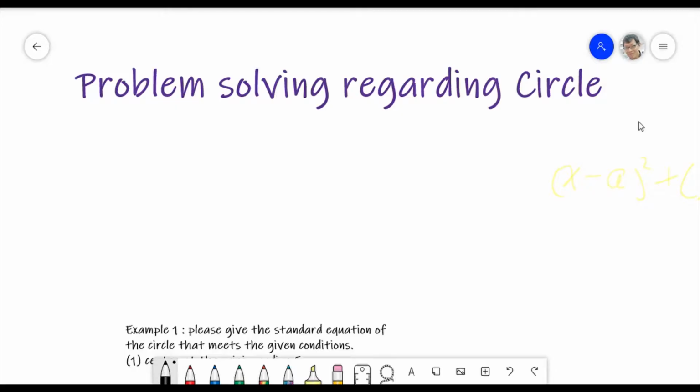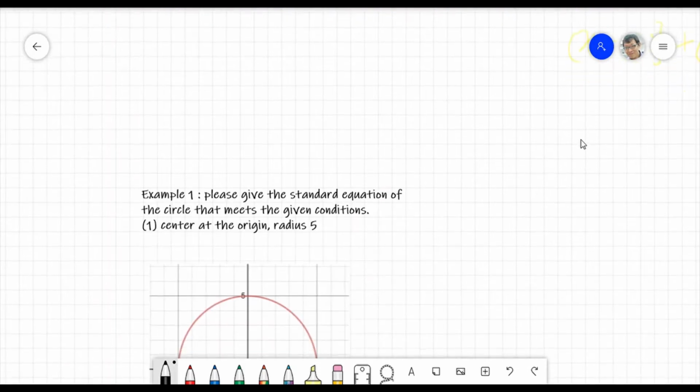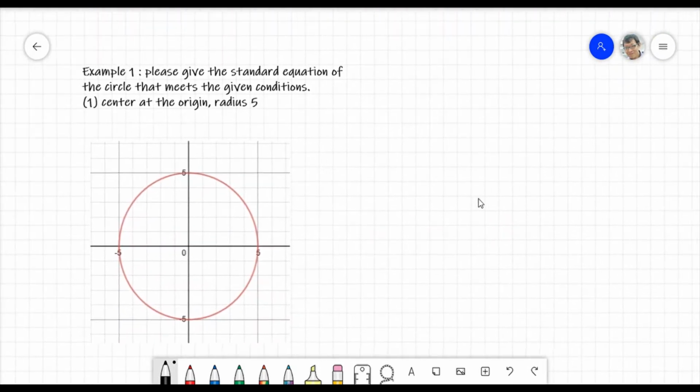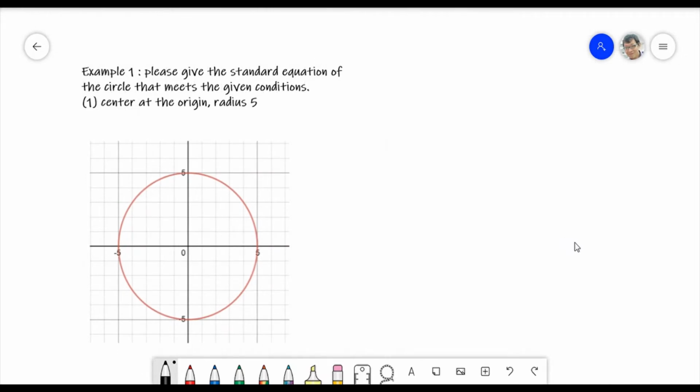In the last chapter we discussed the definition of the circle as well as the standard equation of the circle, right? So now let's solve some questions together. Let's go to the first example. This question asks you to write the standard equation of the circle. Let's see what the criteria are here.